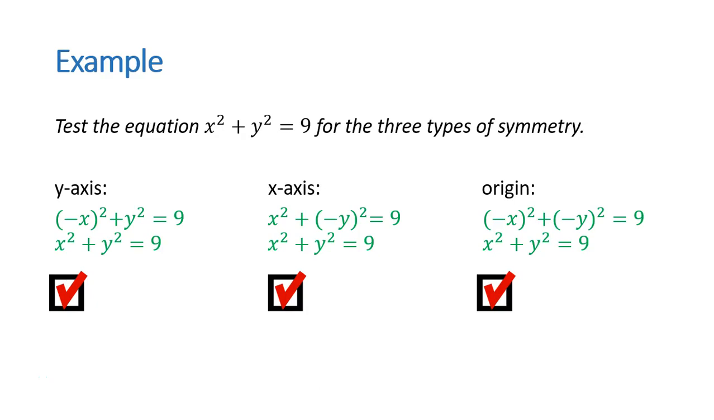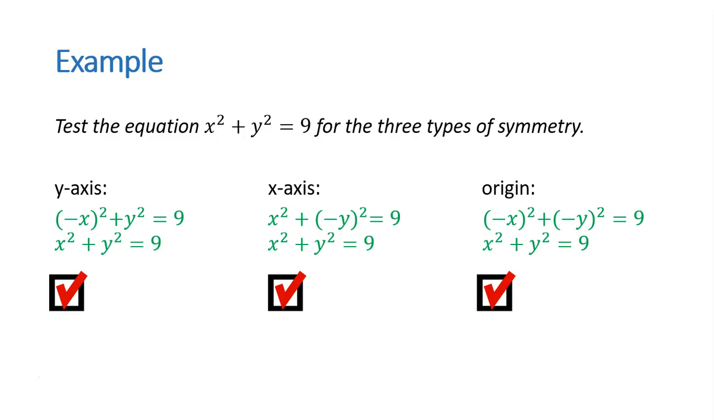Given an equation with x and y, the equation's graph can have one type of symmetry, three types of symmetry, or no symmetry at all. There's no way for an equation to have two types of symmetry and not a third. The reason for this is that if the equation's graph is symmetric with respect to both the x and y axis, then it's automatically symmetric with respect to the origin by definition. So it's pretty much an all or nothing situation.